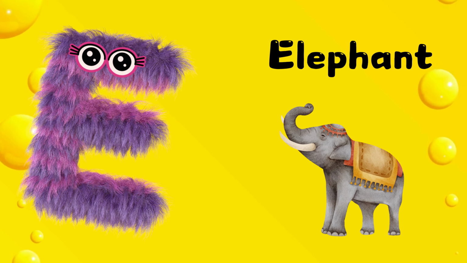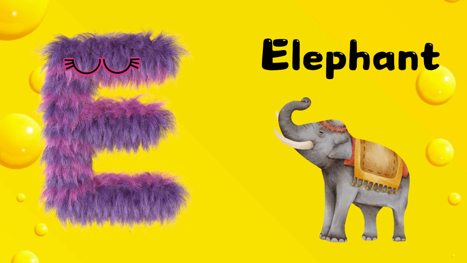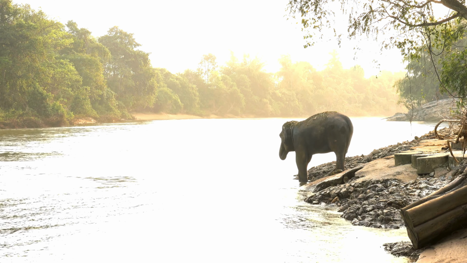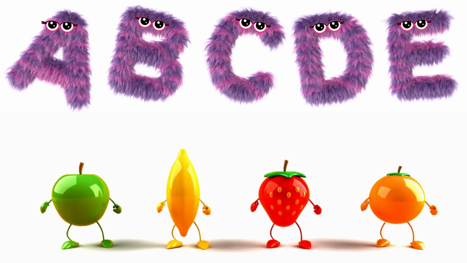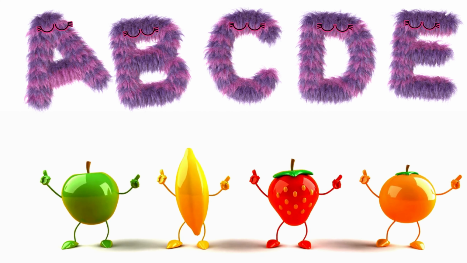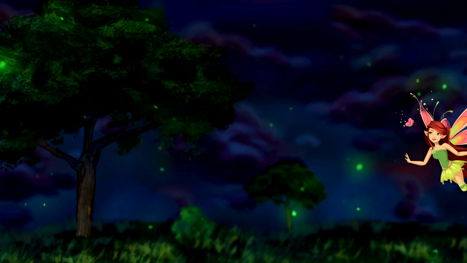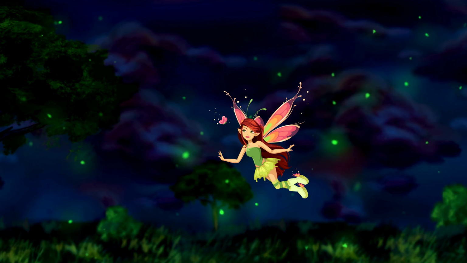E is for elephant. F is for fairy, f, fairy, f, fairy, f, fairy.